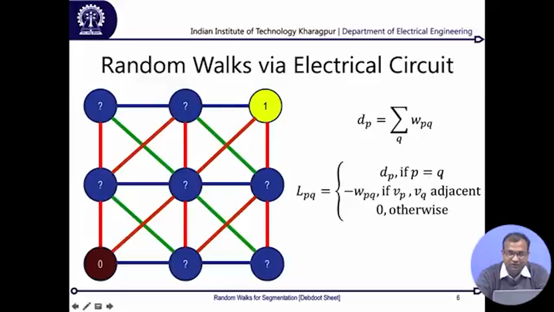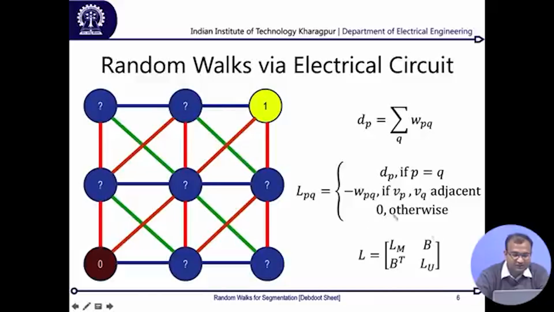that if P is equal to Q, then the entry is basically d_P. If P and Q are adjacent, then the value is minus W_PQ, and 0 otherwise. So, basically for a non-adjacent node, that is from this node to this node, you have an entry of 0. For everything else, it is populated like this.